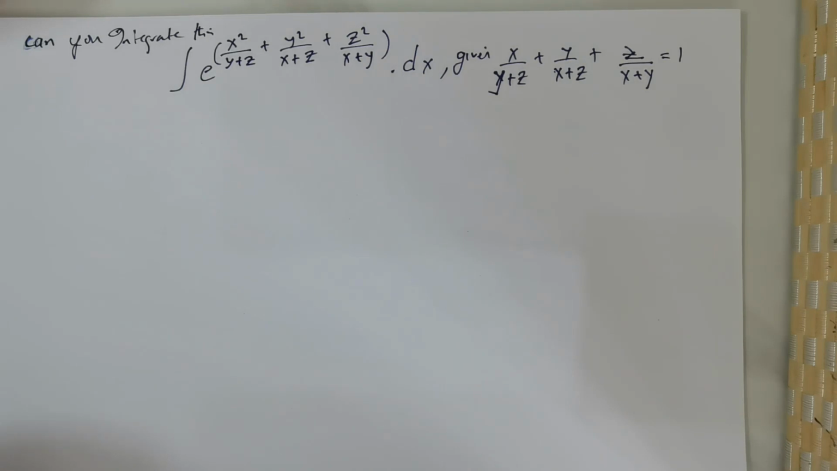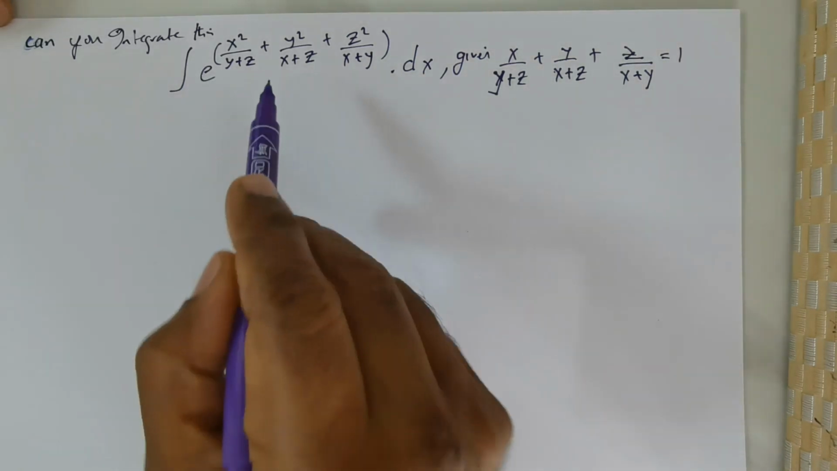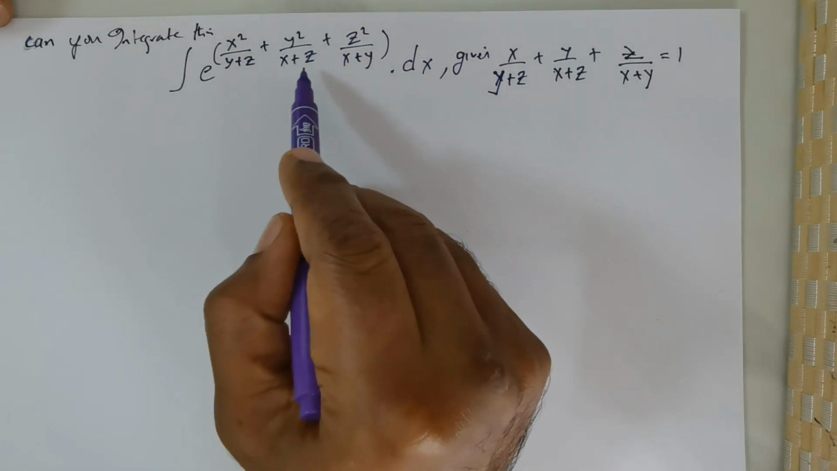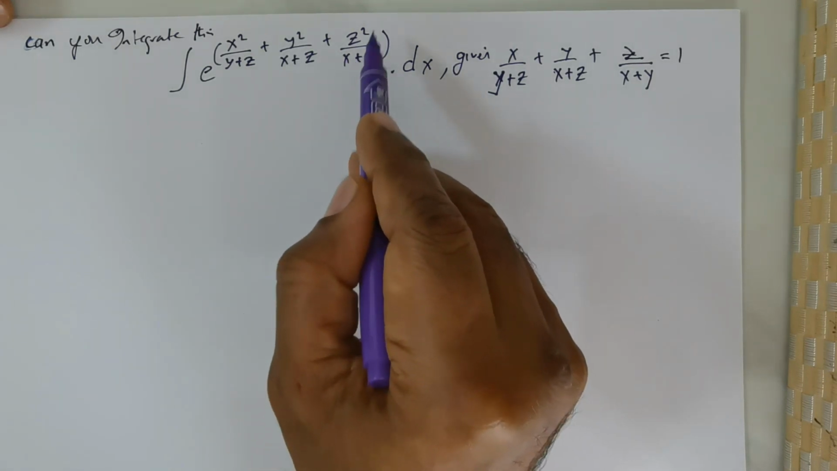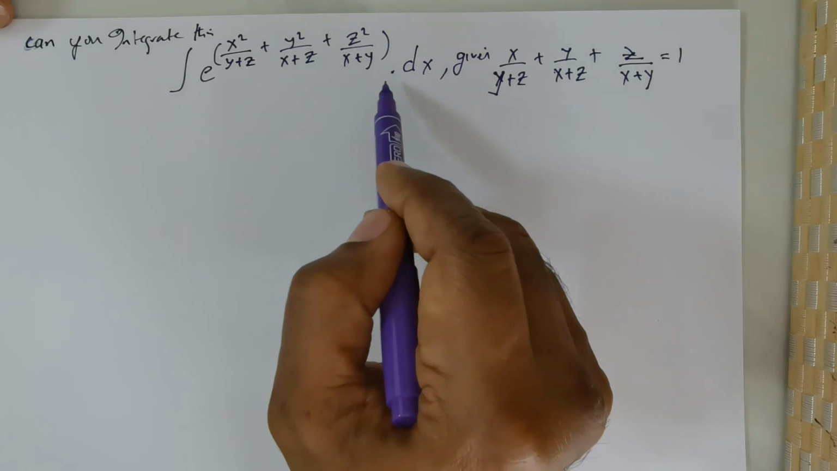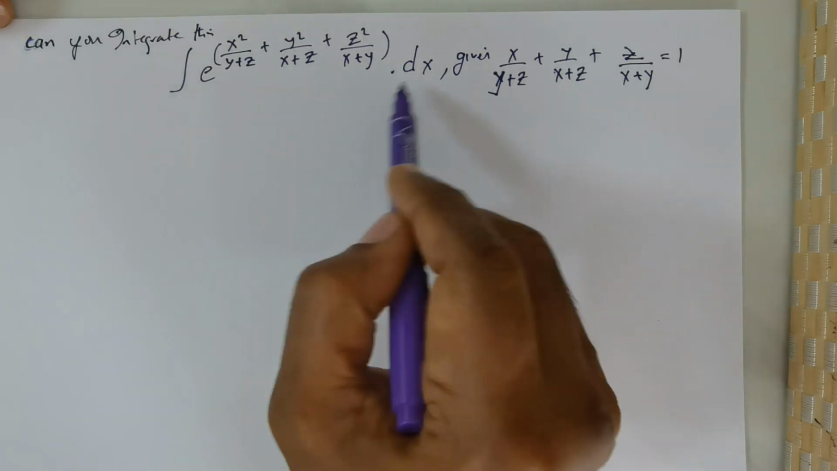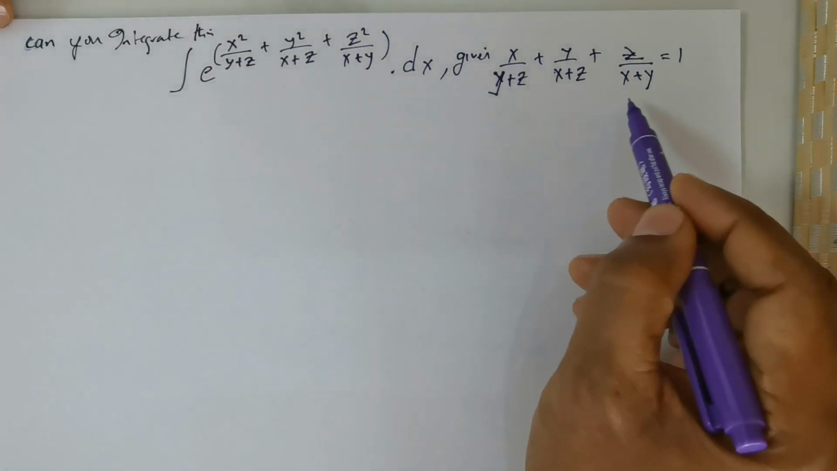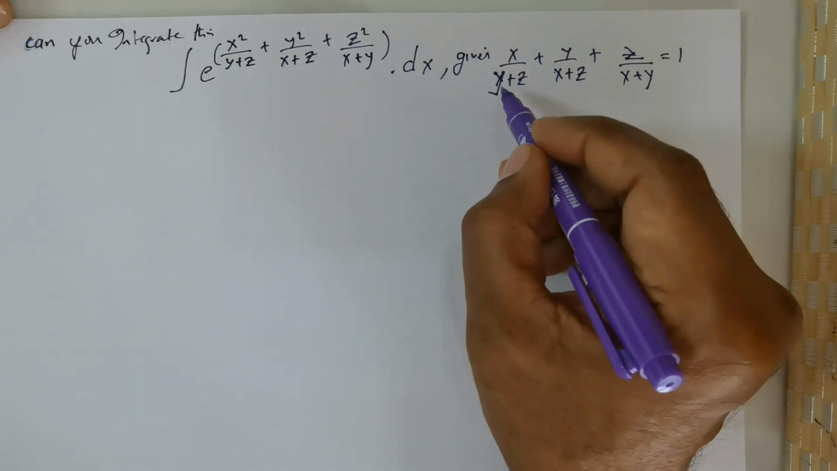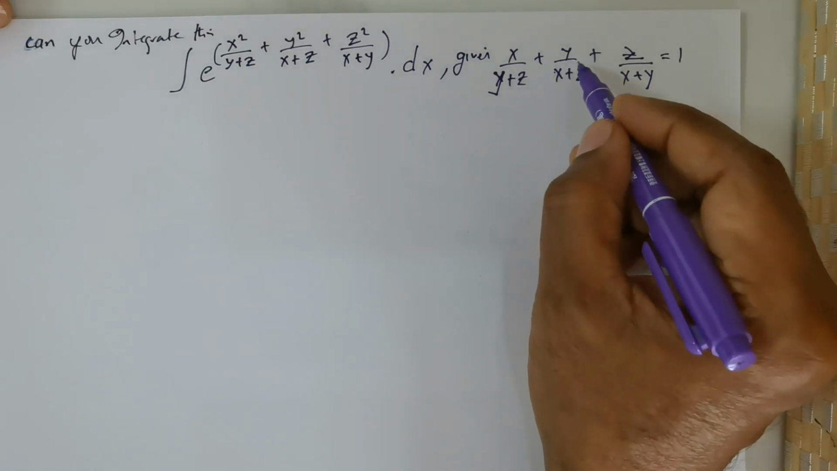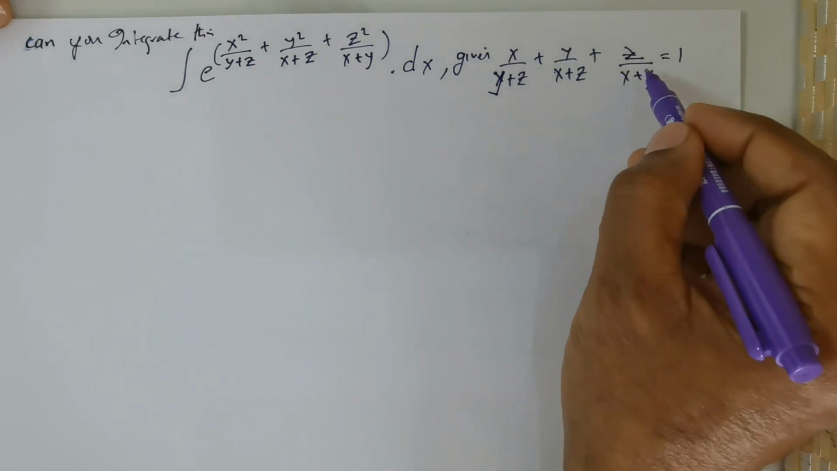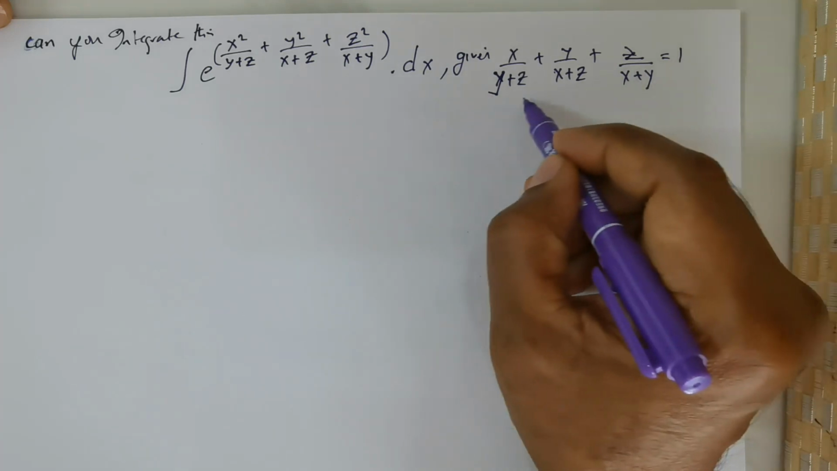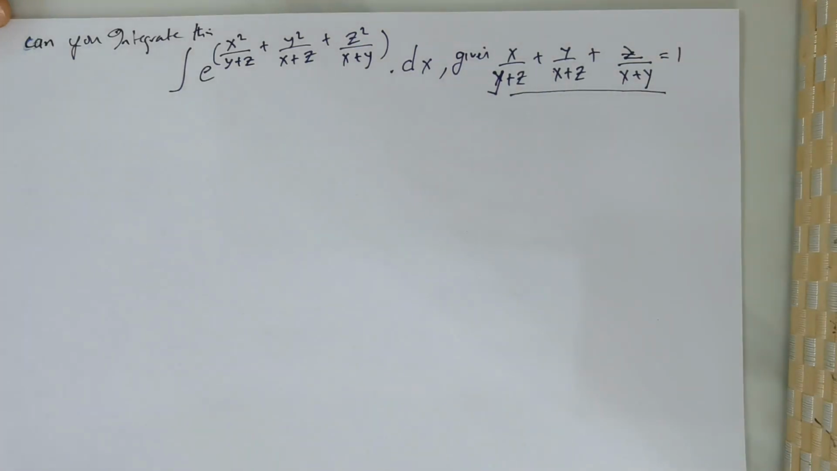Can you integrate this integral e raised to the power of (x squared over y + y squared over x + z squared over x + y) times dx? We are expected to integrate this with this boundary condition: x over y + z + y over x + z + z over x + y is equal to 1. So this condition is given.